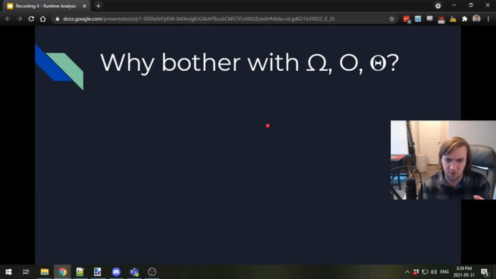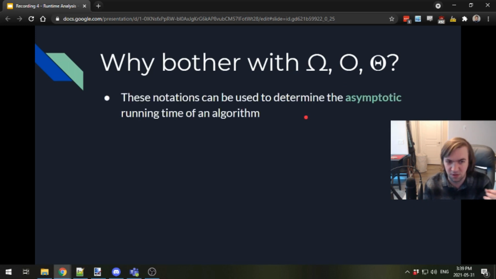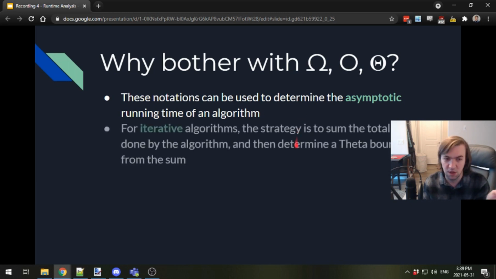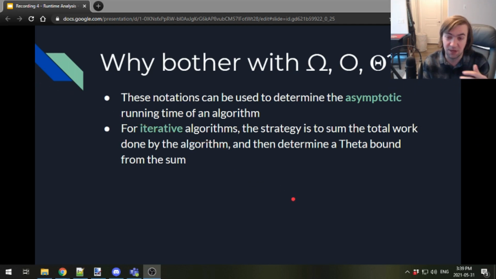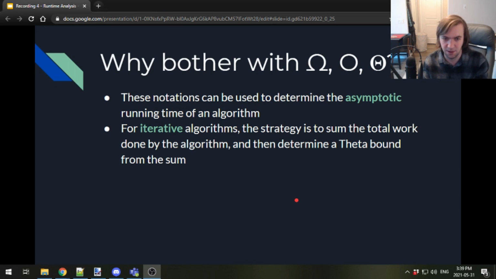Now, this brings us to the question of, okay, why do we care about any of this, right? Why are we learning big omega, big O? These notations can be used to determine asymptotic runtime of an algorithm. In other words, what happens while the value of n starts to become very, very big. For iterative algorithms where we have loops, the strategy is usually to sum the total amount of work done by the algorithm and then determine a theta bound from that sum.